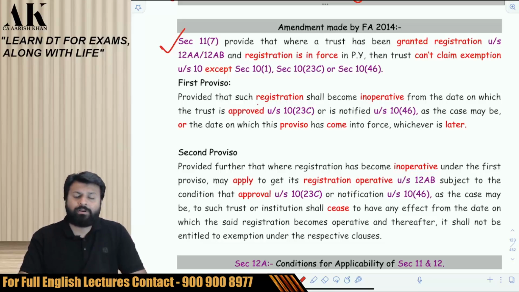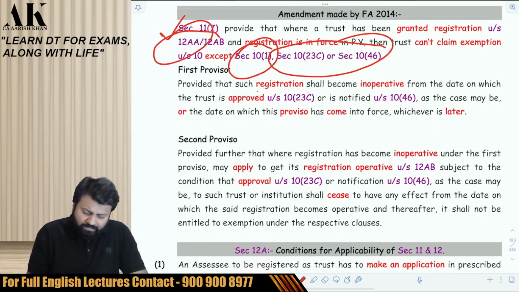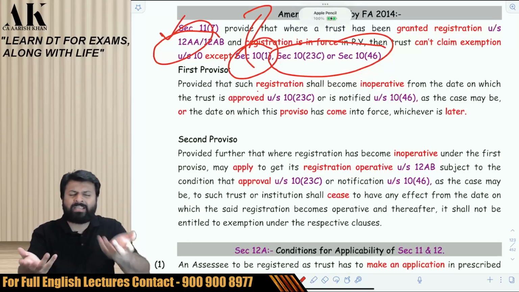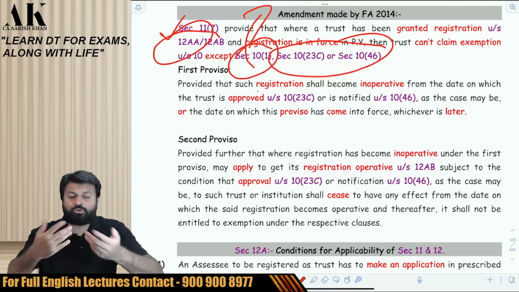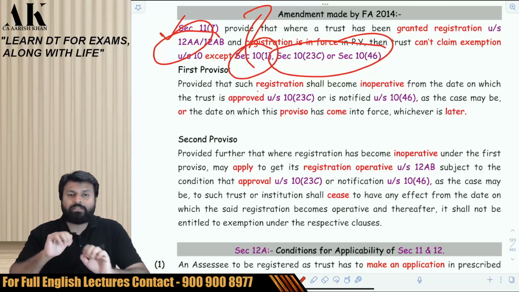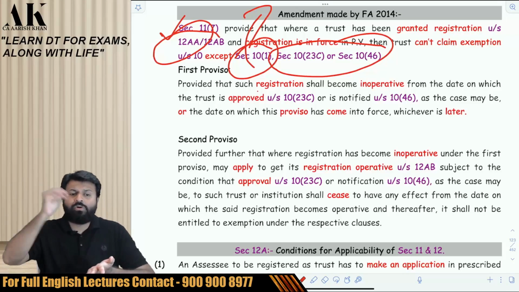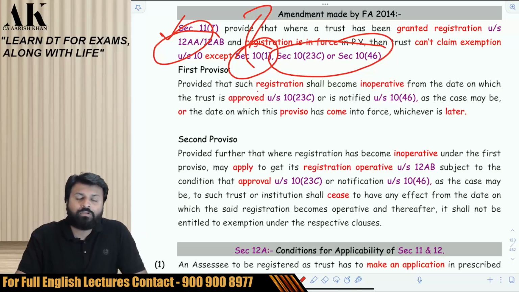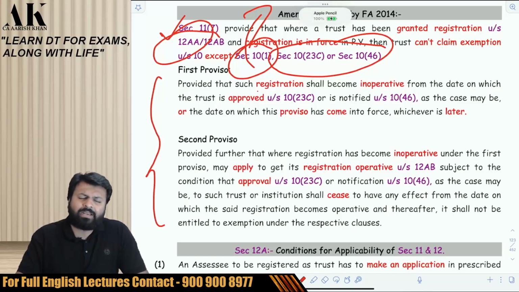Now, in this also, there is an amendment. You have to choose between this and these 2. This is something which is always exempt. 10(1) is always exempt because that is agricultural income. But between 12AA, 12AB and 10(23C), 10(46) you have to choose. If you are claiming 12AA, 12AB, then you cannot claim 10(23C), 10(46). You have to forego that. Or if you are claiming 10(23C) or 10(46), you have to forego 12AA or 12AB. You have to take either of them. You cannot take both of them in the same year. This is the amendment made by the first proviso and second proviso. But 10(1) can be claimed by everyone. 10(1) is exempt for everyone. There is no condition for that.